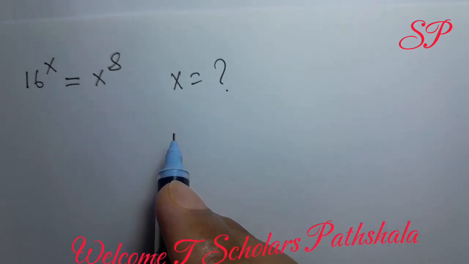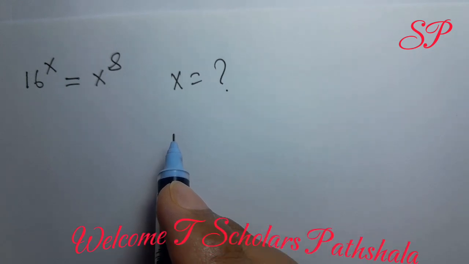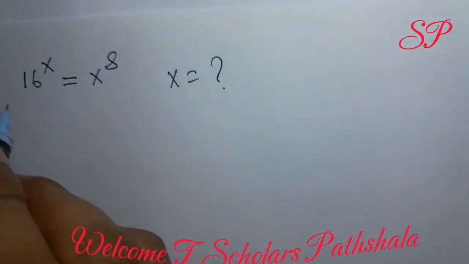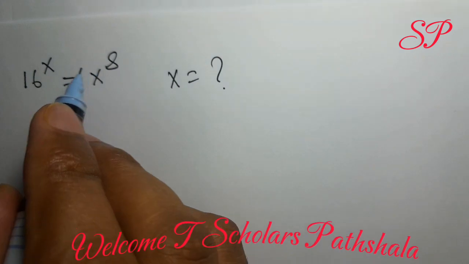So we solve this problem step by step. Please remain from first to last. Okay, here it is 16 to the power x is equal to x to the power 8.